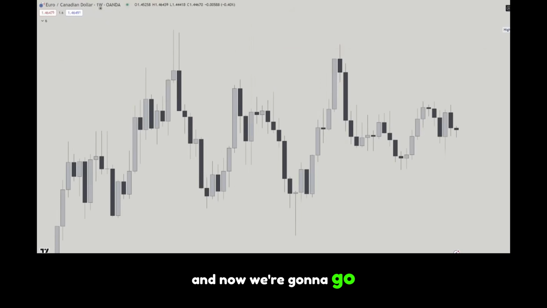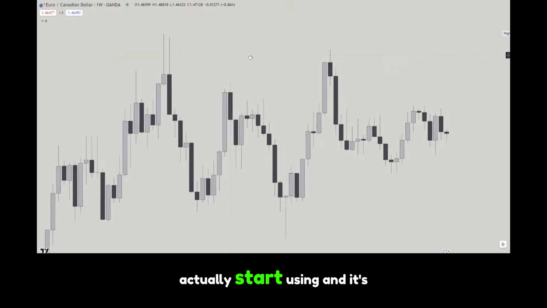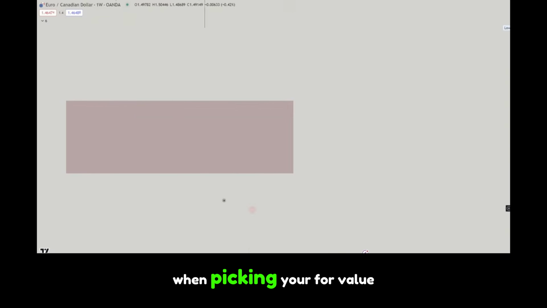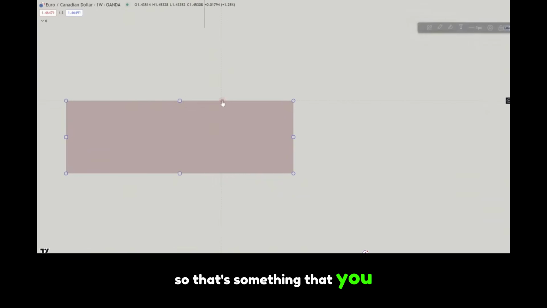And now we're going to go over the weekly and 4-hour setup. This is a setup that you can actually start using, and it's very simple, but you've got to be careful when picking your fair value gap. So I want you, first of all, to follow all of the videos that I explained about the high probability fair value gaps. I also want you to apply my theory and perform the internal analysis inside of the fair value gap to know which part of the fair value gap I should take and which one is the real one, okay? That's something that you could do.